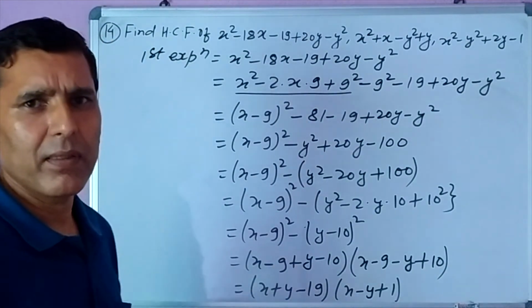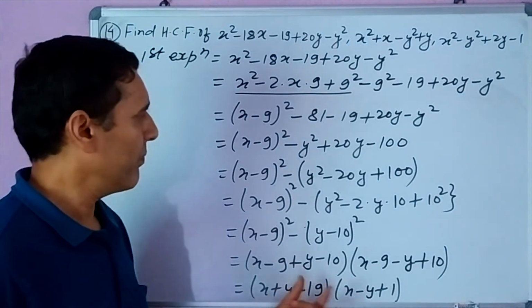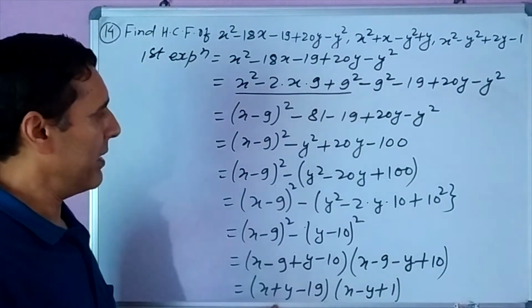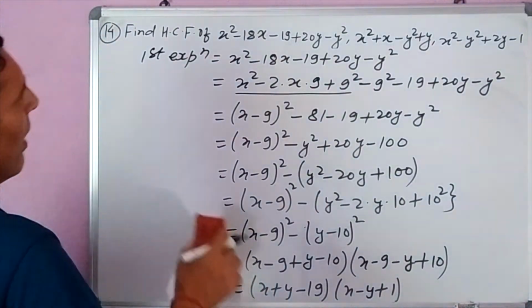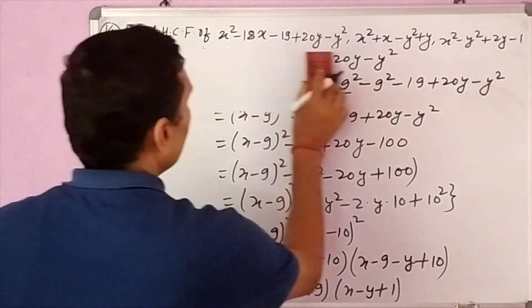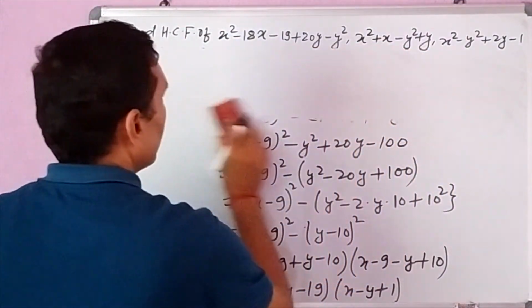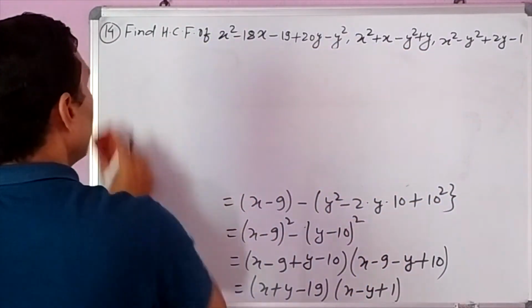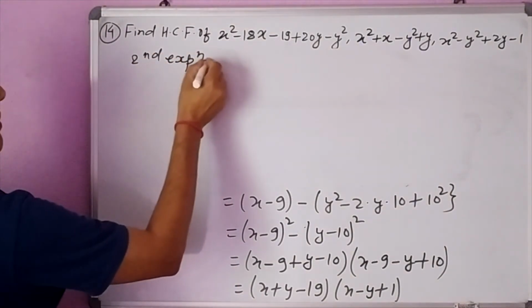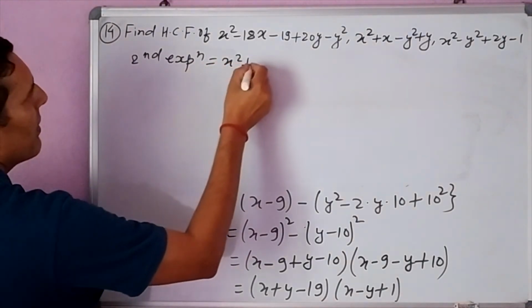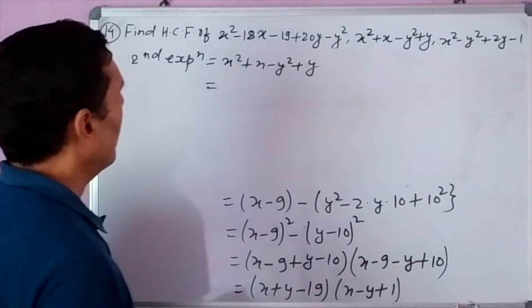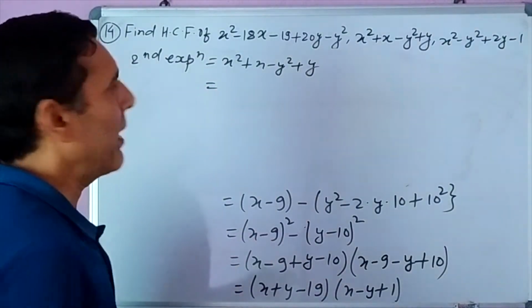So it is slightly difficult and we have to use a different technique as well. So please everybody try to understand it. Now second and third expressions we also factorize in the same way. They are very easy. Our second expression is x square plus x minus y square plus y. Here it can be factorized keeping x square and minus y square together.